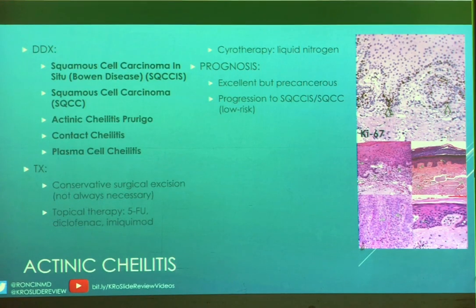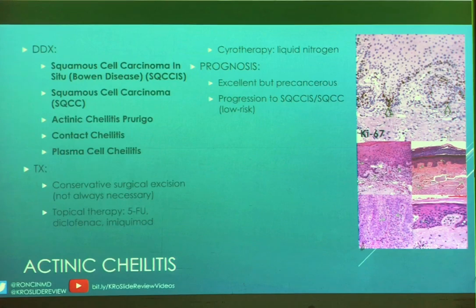Because again, all the irritation and inflammation can look very similar, so that's where you'd want to look carefully at the lesion, carefully at the history to come up with actinic cheilitis. Treatment, conservative surgical excision. And why do we say conservative? People like their lips intact.